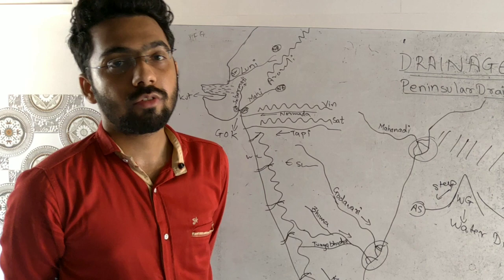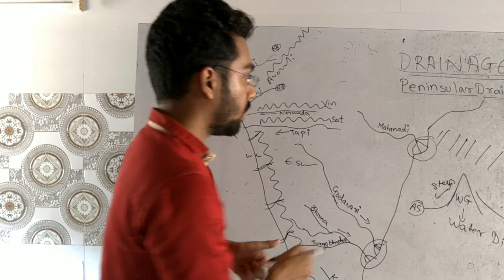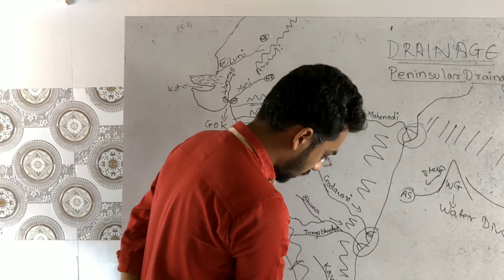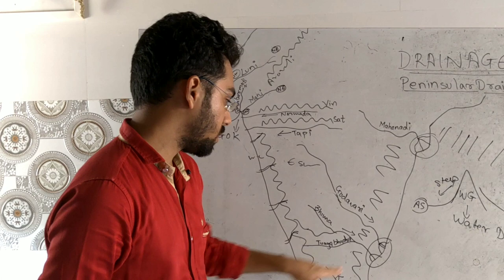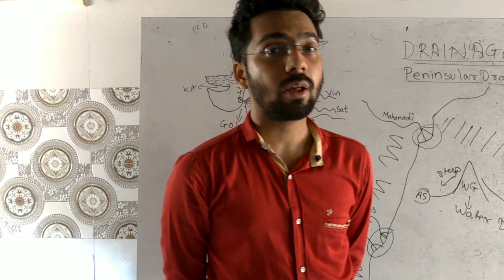One thing to note is that because of the many rivers going to the Bay of Bengal, the Eastern Ghat is divided. It is not a continuous range. Because of the many rivers, the Eastern Ghat has been fragmented. Godavari is known as the Ganga of the peninsula. Next, to the south of Godavari is river Krishna. Bhima and Tungabhadra are the major tributaries of river Krishna.